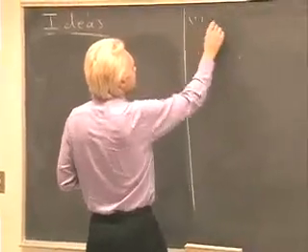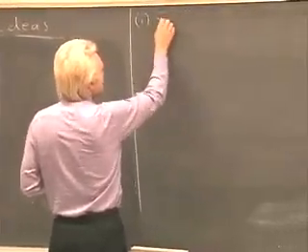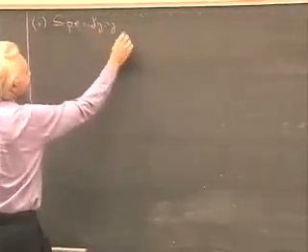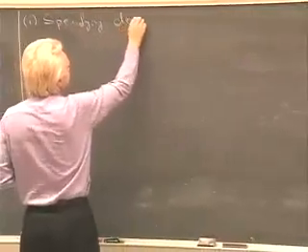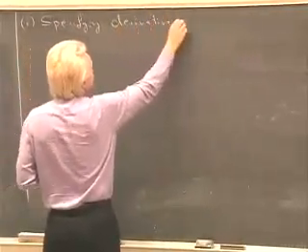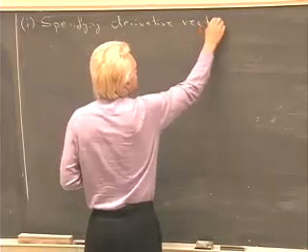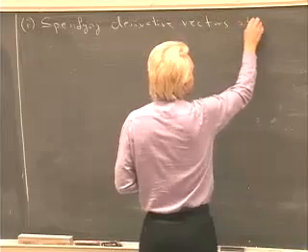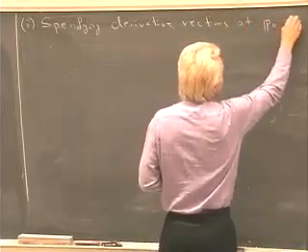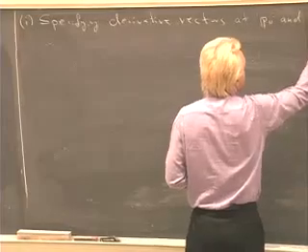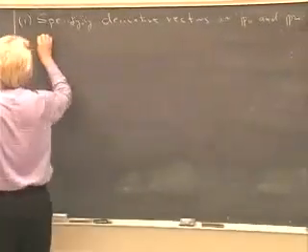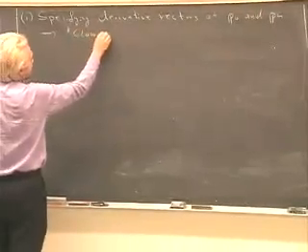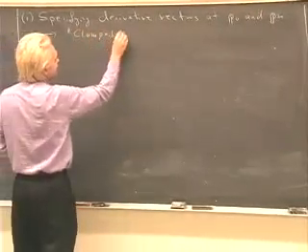First, specifying derivative vectors, or just first derivatives, at P0 and Pn. So that is case number 1, clamped end condition.